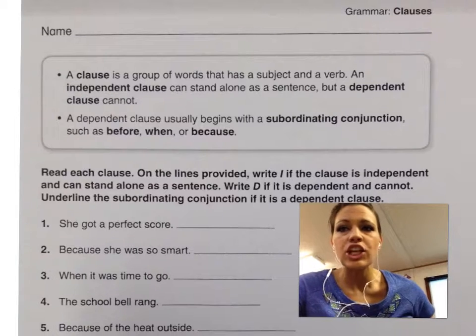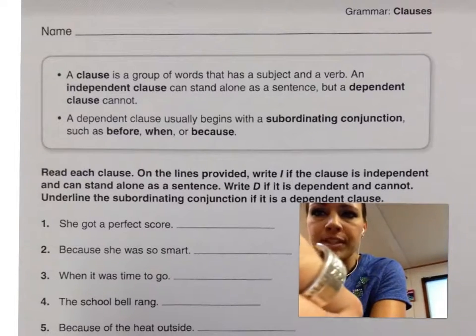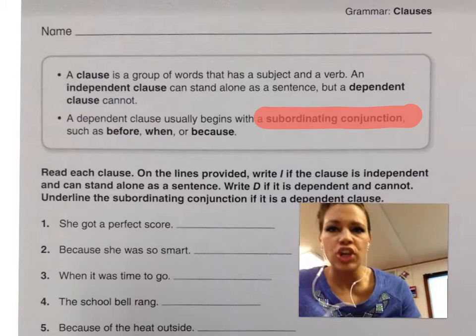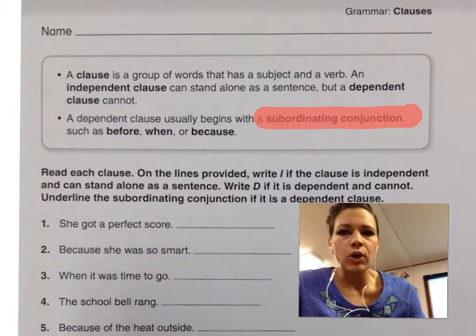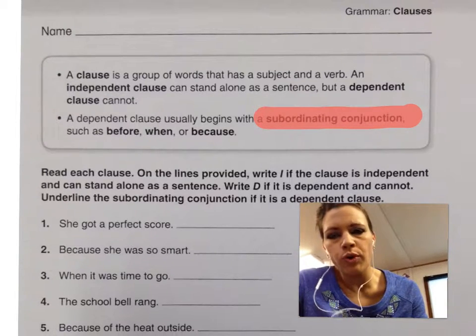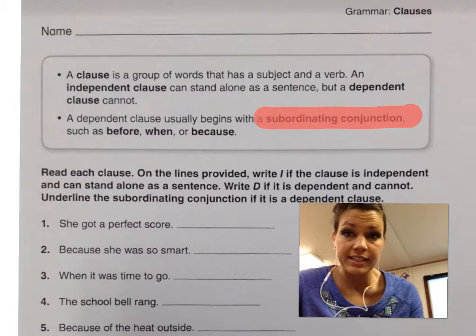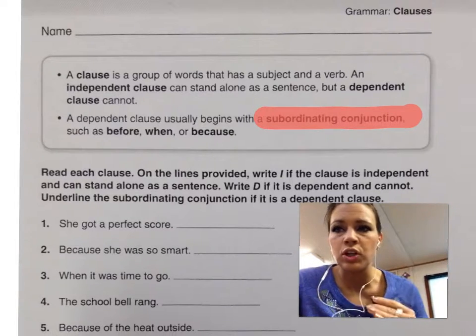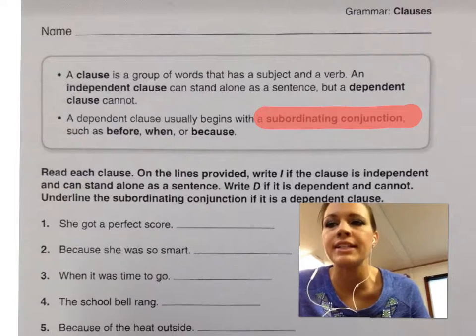Dependent clauses usually begin with a subordinating conjunction. Subordinating conjunctions are before, when, or because. So if you hear those words, that's a clue that it is a dependent clause.